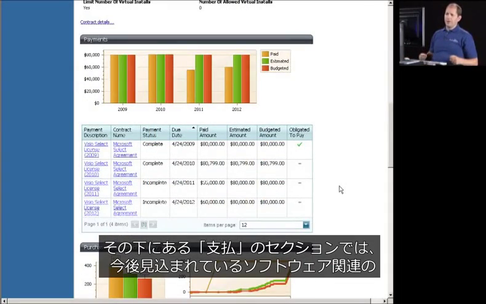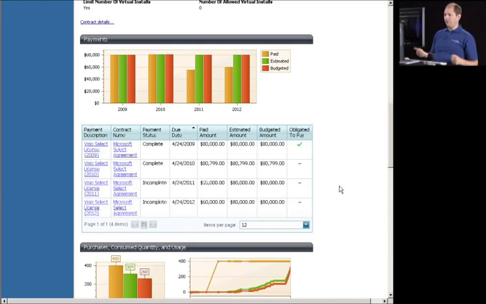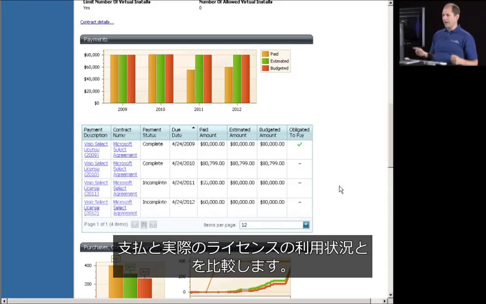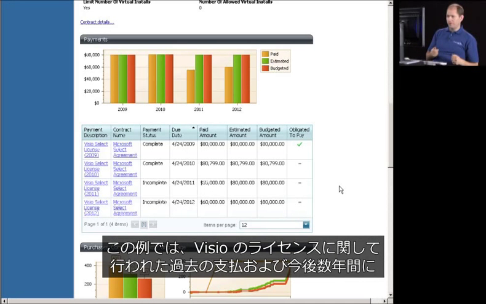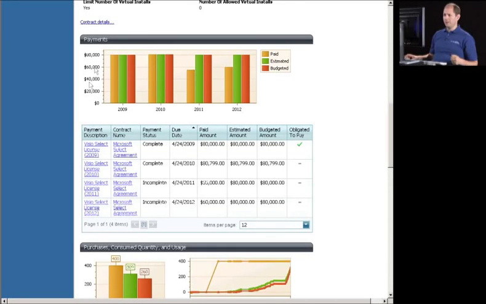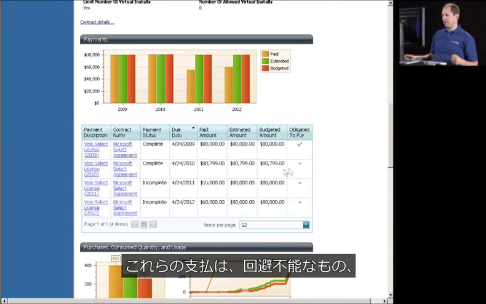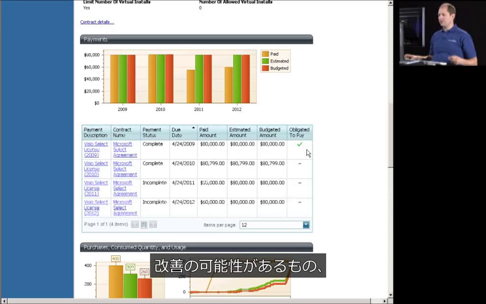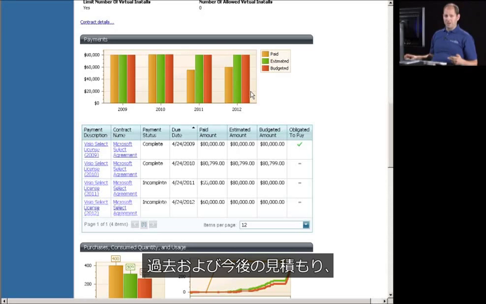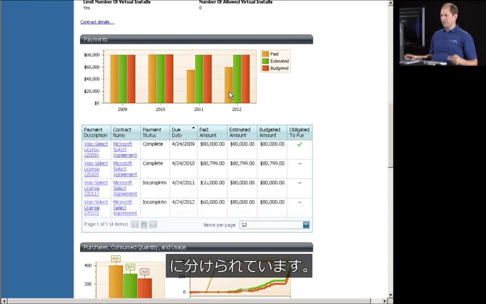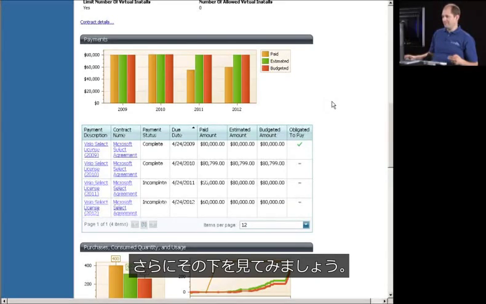So in the payment section, we actually compare and link any future payment on the software with the actual usage and consumption of those licenses. And here you can see the payments that we've made against the Visio license, or that we are making indeed in the next few years. And we understand which payments are obligations versus additional payments that we may be able to manage, and also understand what we've paid in the past, what we estimated and budgeted that we would pay, and what we have plans on paying in the future. And we can manage all of that inside the system.